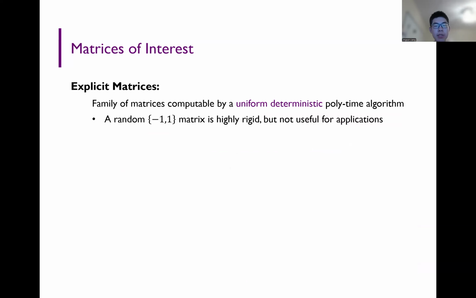Before stating our results, let me clarify the class of matrices we will consider. First, we focus on explicit matrices, those that can be constructed by a uniform deterministic polynomial time algorithm. If we remove this restriction, then a simple counting argument can show that random -1, 1 matrices are highly rigid with high probability. But that doesn't help us prove uniform lower bounds in other models, since random functions in other models are also automatically very hard.